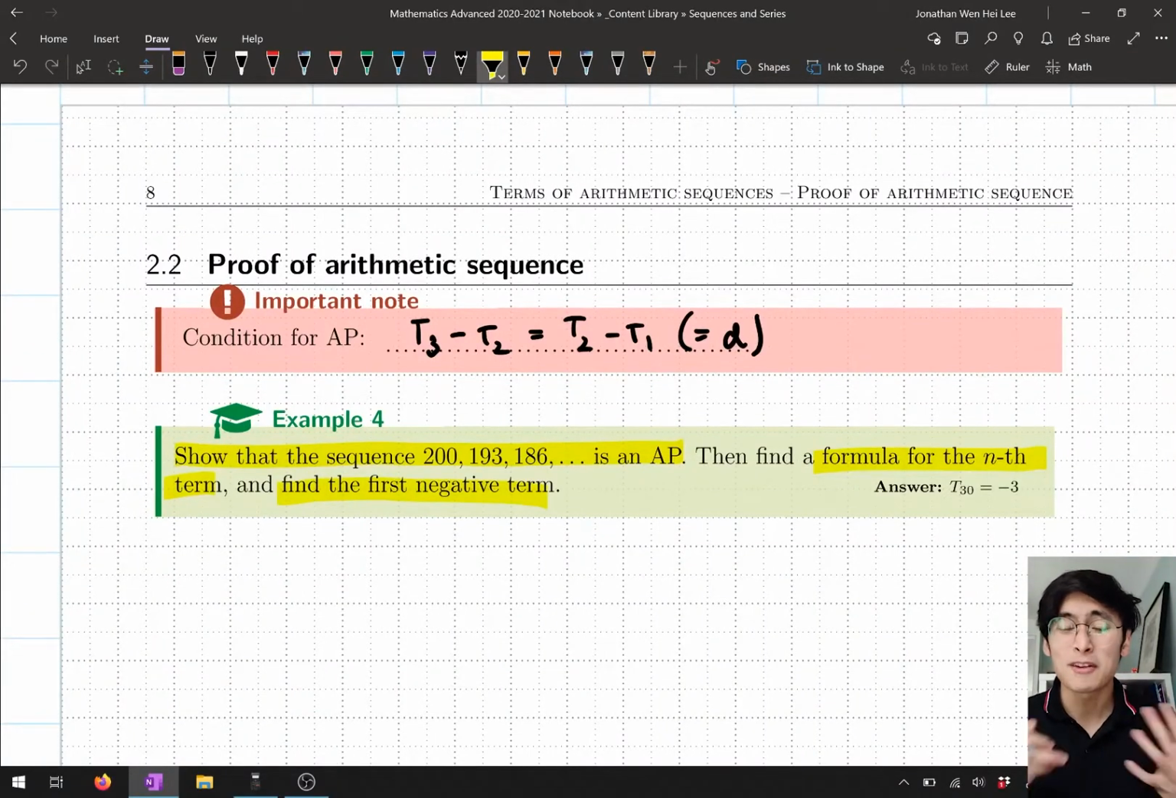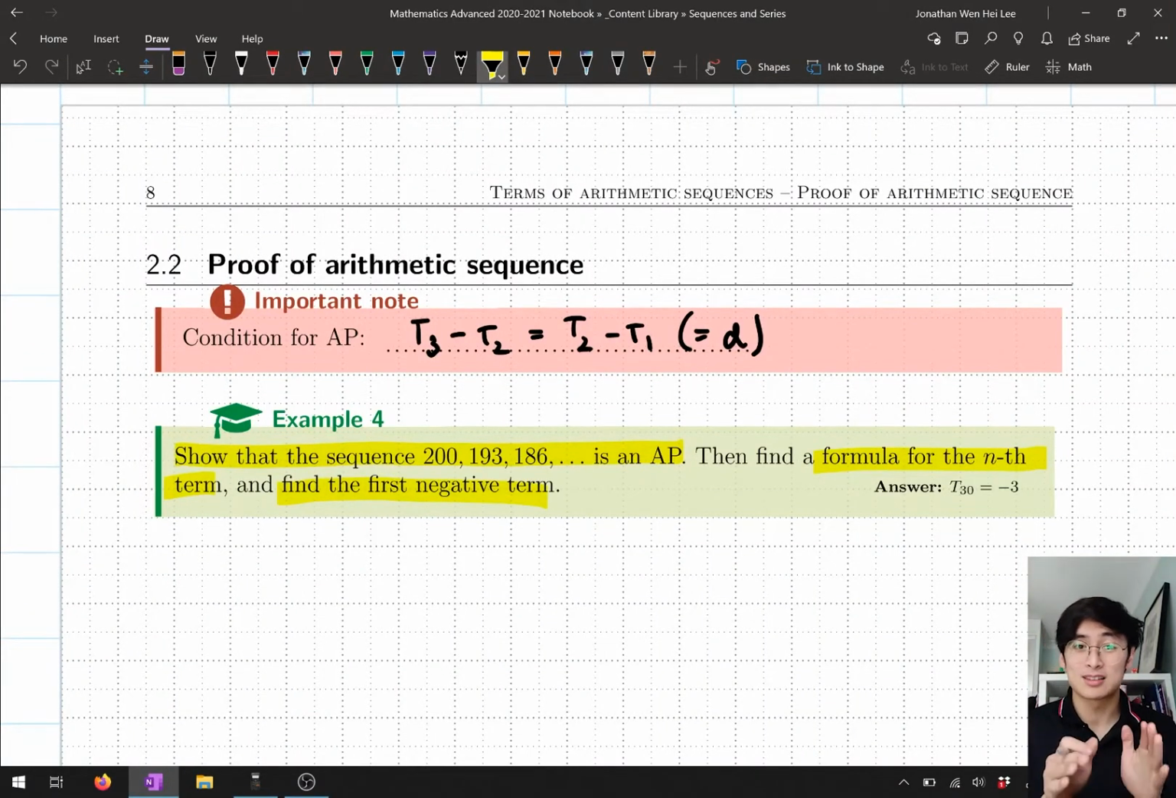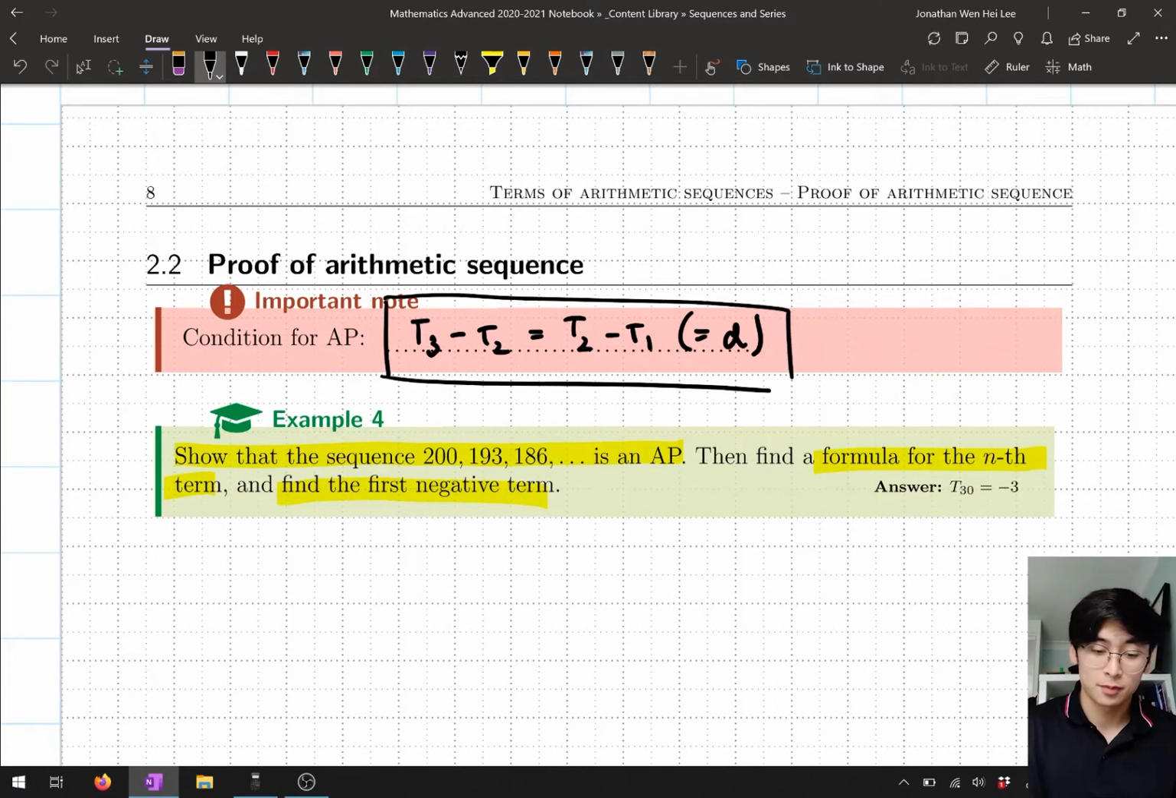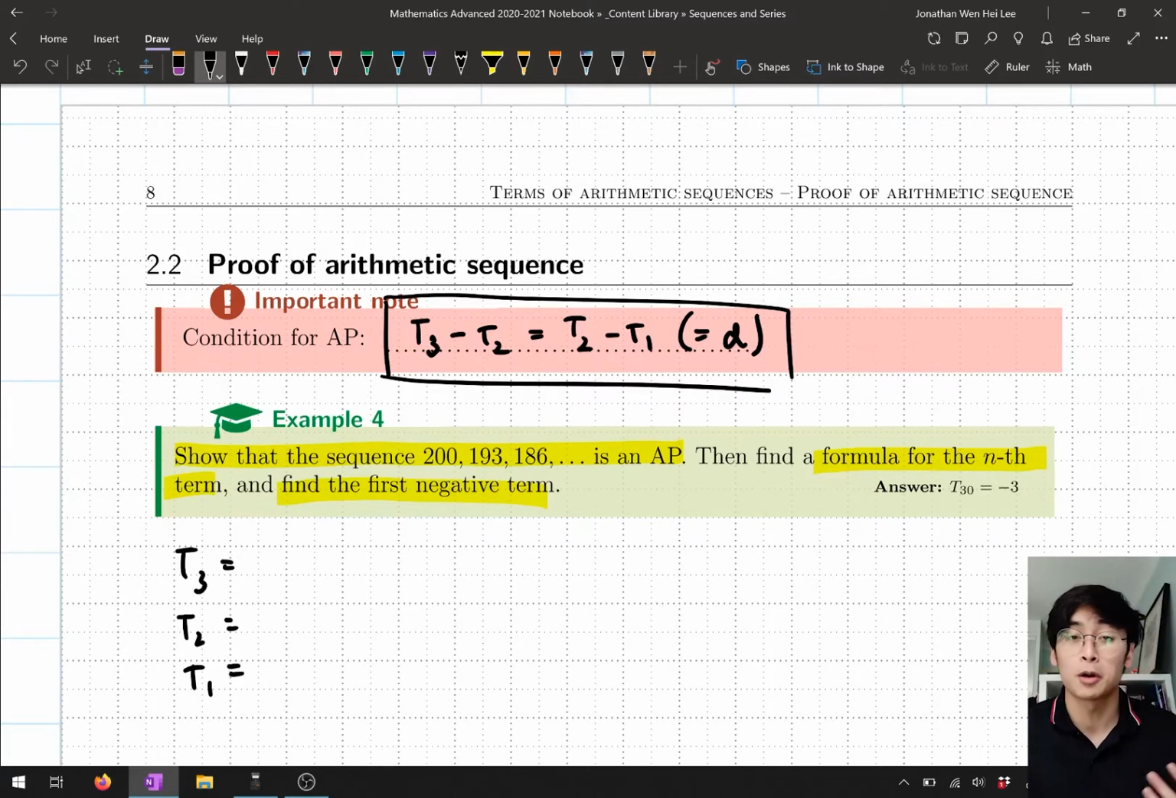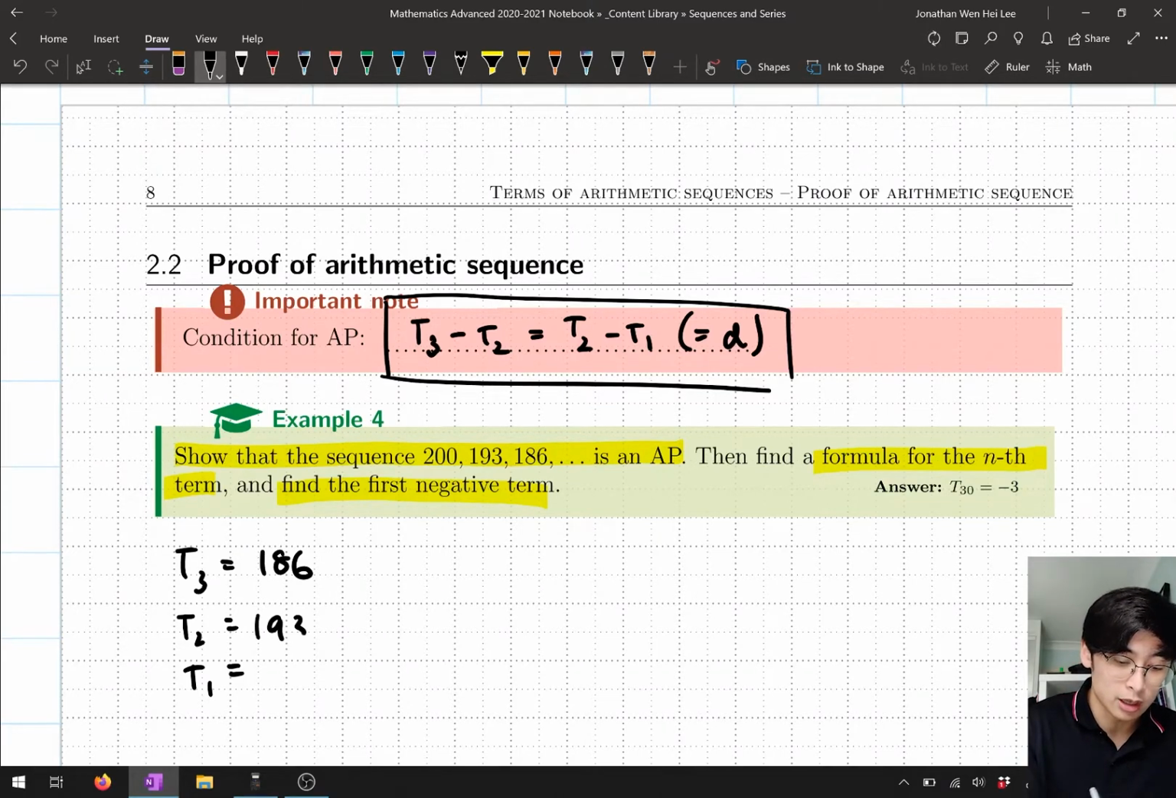We looked at this last bit in the last lesson as well. So the first thing we want to do is show that this particular sequence is an arithmetic progression. The way we're going to do this is we're going to use our condition up here. So we're going to go, okay, well, T3 is equal to, T2 is equal to, and T1 is equal to. Let's identify what the third term is. The third term is just 186. The second term is 193, and my first term is 200.